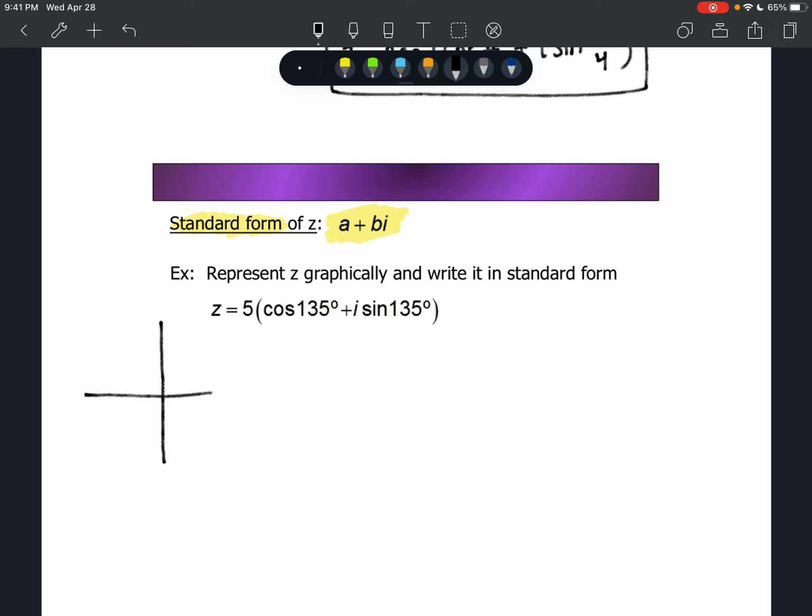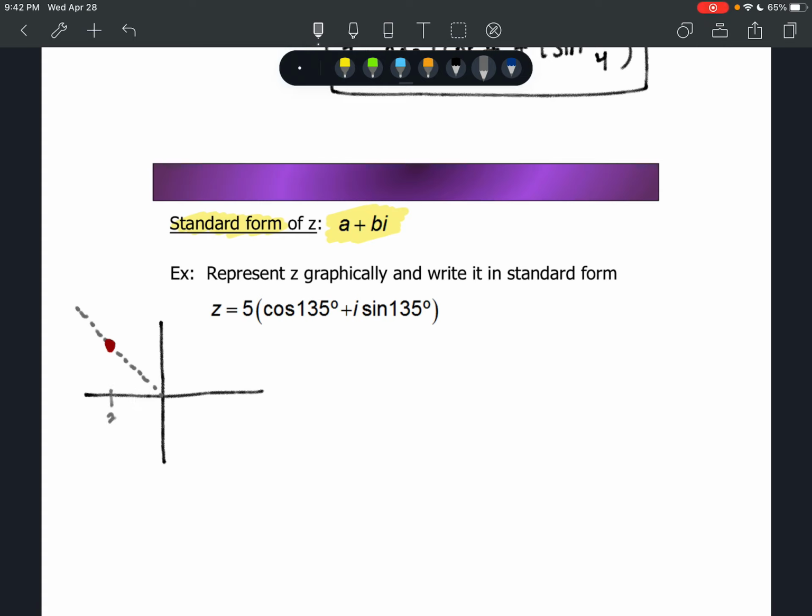Okay, so my direction is going to be 135 degrees. 135 degrees is smack dab in the middle of quadrant 2. And then a distance of 5, so probably something like right there. Now, what would that x value be between? Would it be between 1 and 2? Would it be between 3 and 4? What values does that fall in between?